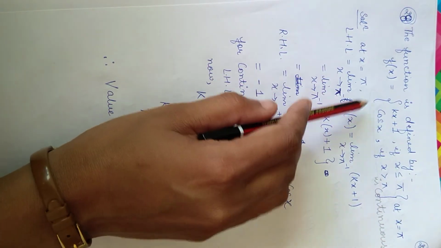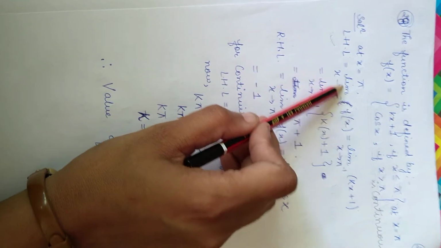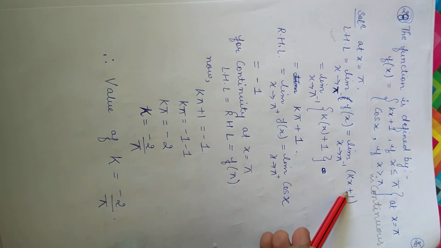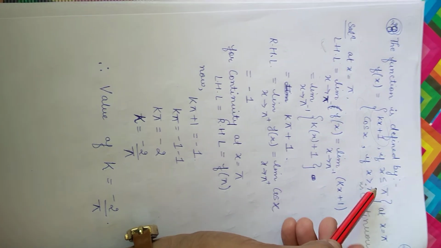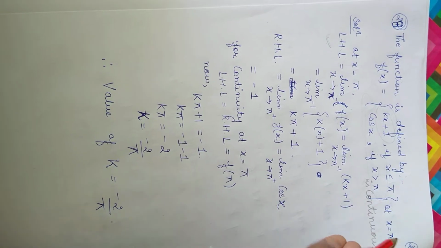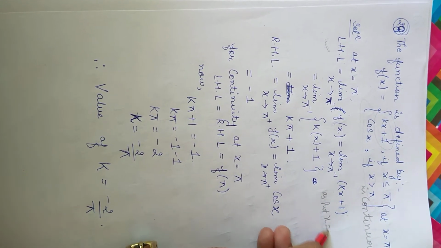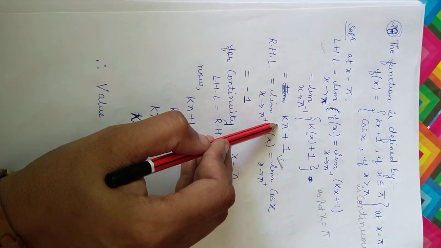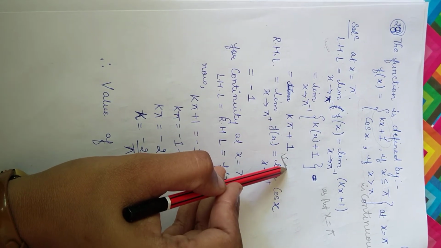Now at x is equal to pi, what will be your LHL? Limit of f(x) as x tends to pi negative. We will use this function because we are approaching from the negative side. So kx plus 1, when I put x is equal to pi, what value will I get? I will get k pi plus 1.